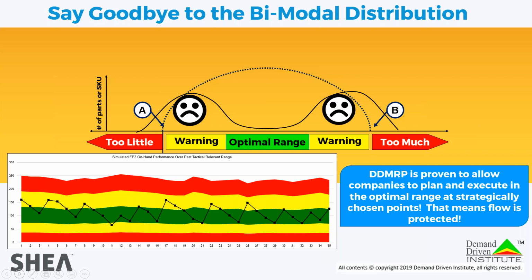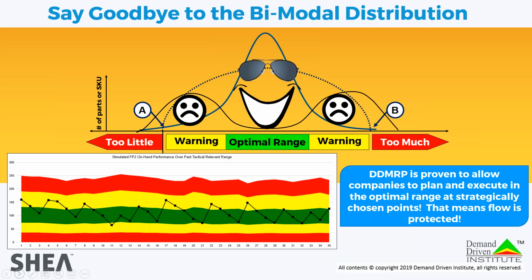And now with this kind of a graph, I can see my continuous improvement projects simply by looking at my history. I don't have to try and guess what it is, and I don't have to wait for the emergency to happen before I react. So we can say goodbye to the bimodal distribution and say hello sunshine, because DDMRP is proven to allow companies to plan and execute in the optimal range at strategically chosen points. And what we gain is that flow is protected.